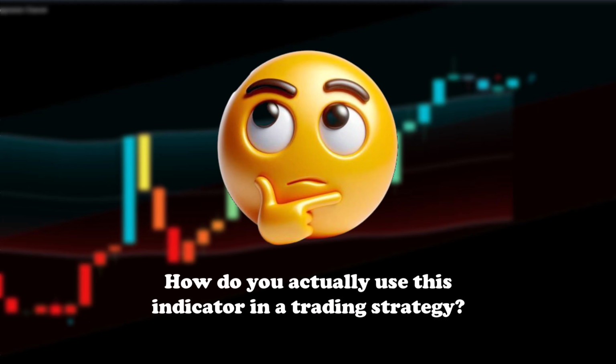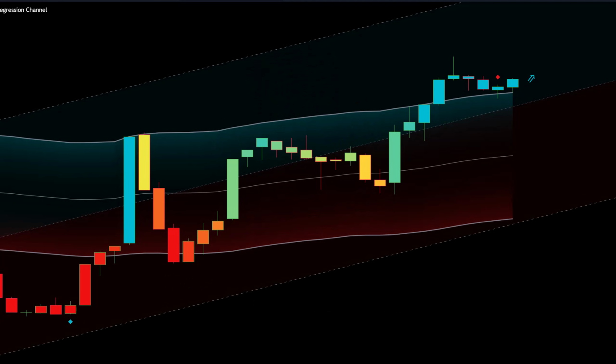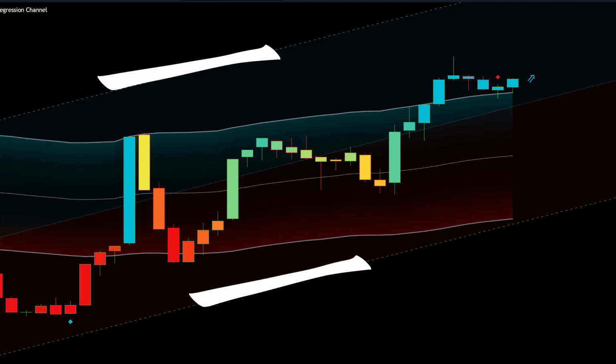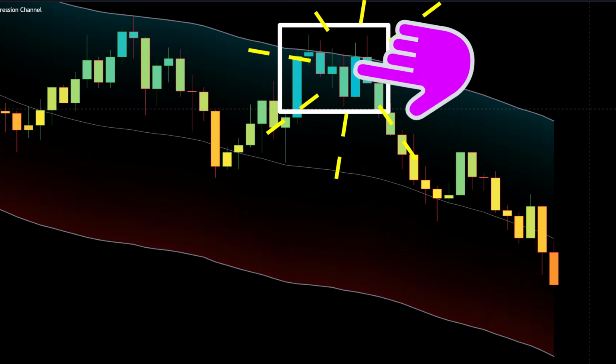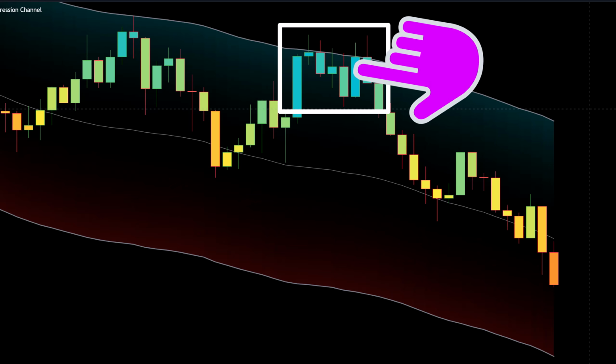Alright, so how do you actually use this indicator in a trading strategy? One of the most effective ways is by identifying the trend using the central channel, if it's enabled, or just observing the slope of the bands. If the bands are sloping upward and price tends to hug or bounce off the lower band, you're in an uptrend. If they slope down and the price stays near the upper band, it's likely a downtrend. Once you know the direction, the bands become your tool to time smart entries. Now, let's go ahead and show some examples to see how this indicator performs in real market conditions.